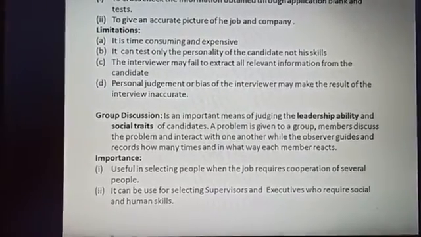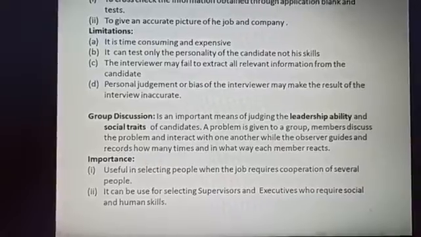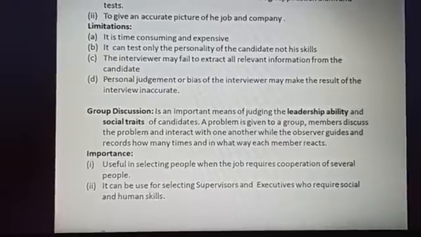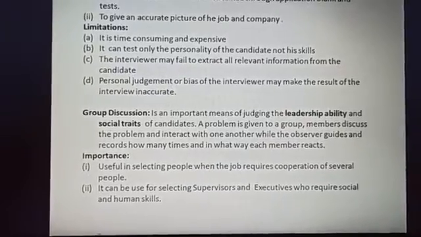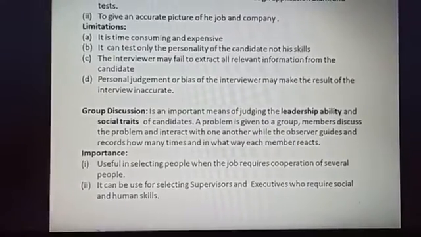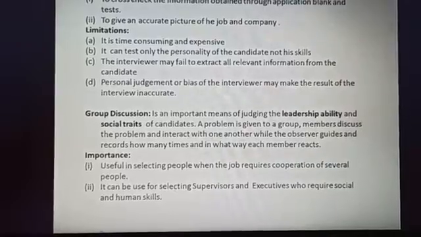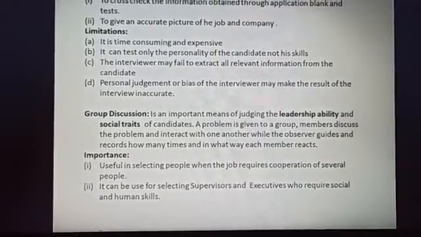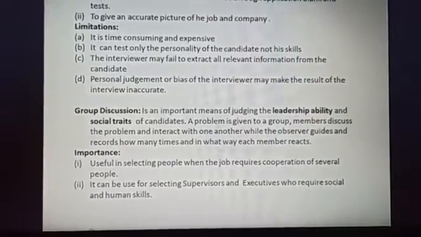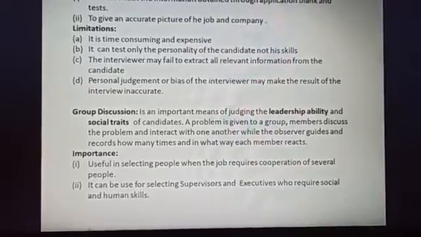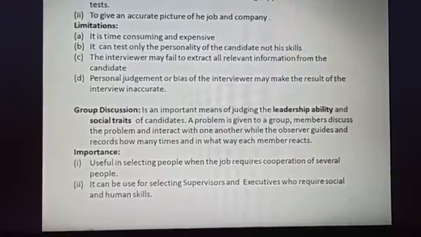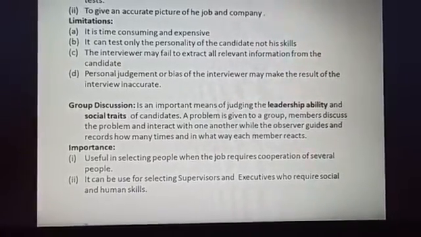Next, group discussion is an important means of judging the leadership ability and social traits of candidates. A problem is given to a group. Members discuss the problem and interact with one another, while an observer guides and records how many times and in what way each member reacts. It is useful in selecting people when the job requires cooperation of several people. It can be used for selecting supervisors and executives who require social and human skills.